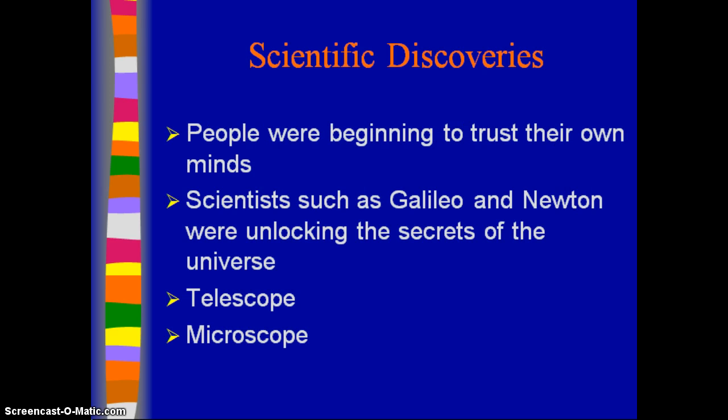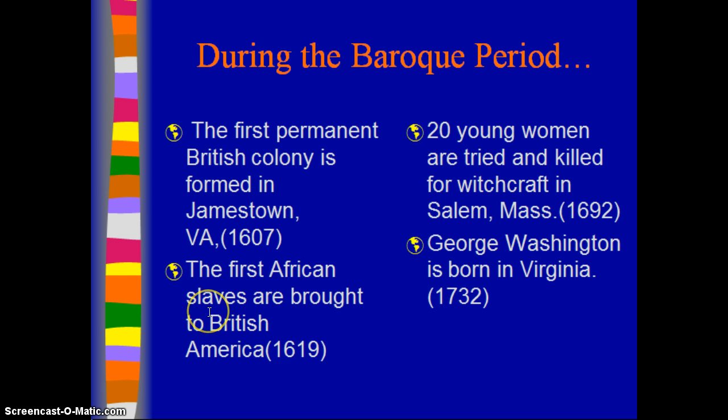Some things that people were learning about back then. People were starting to explore. Scientists like Galileo and Newton were unlocking the secrets of the universe. They invented the telescope and the microscope. Also, the first permanent colony was formed in Jamestown, Virginia, in 1607. The first African slaves were brought to British America in 1619. Twenty young women were tried and killed for witchcraft in Salem, Massachusetts, in 1692. And George Washington was born as a little baby boy in Virginia in 1732.